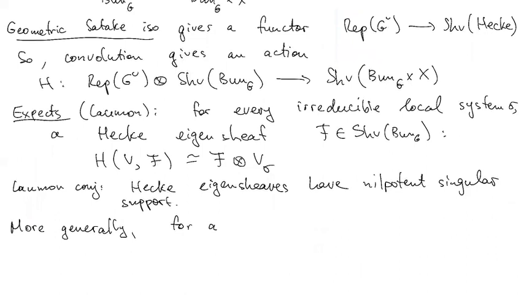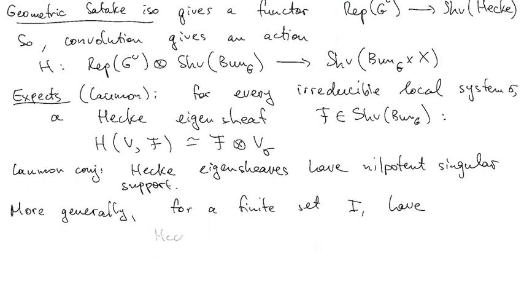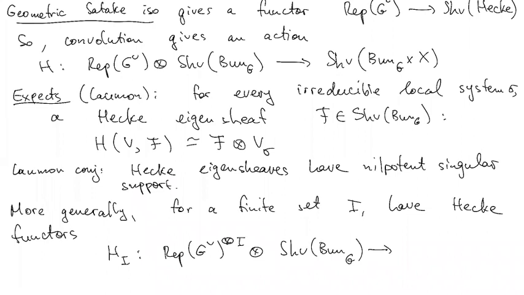So for a finite set I, let me just write the upshot. We have Hecke functors sub I from G check tensor I, sheaves on G, to sheaves on G tensor X to the I.